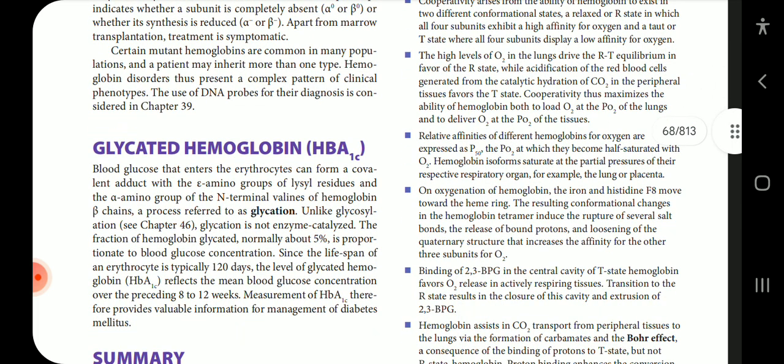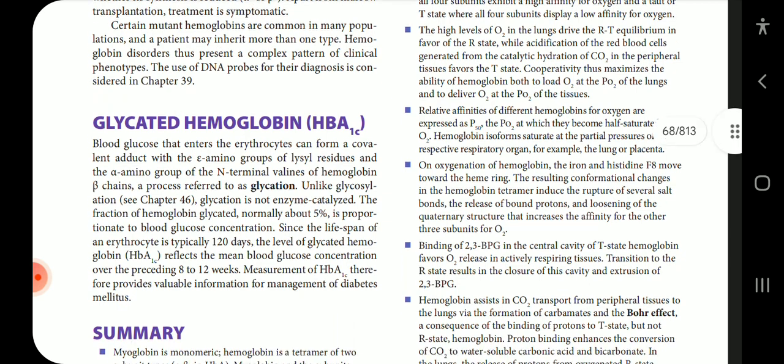The high levels of O2 in the lungs drive the R-T equilibrium in favor of the R state, while acidification of the red blood cells, generated from the catalytic hydration of CO2 in the peripheral tissues, favors the T state. Cooperativity thus maximizes the ability of hemoglobin both to load O2 at the PO2 of the lungs and to deliver O2 at the PO2 of the tissues.